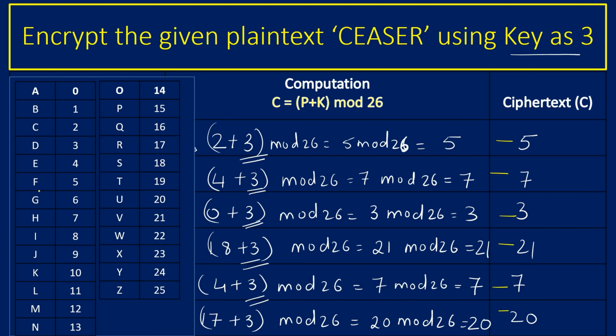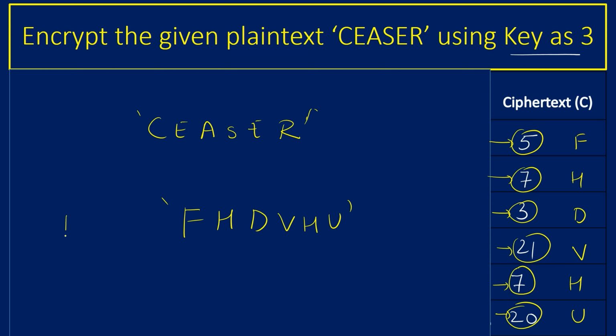So these are the final ciphertext letters that we got, and hence our plain text which was given as Caesar has now been converted into the ciphertext as FHDVHU. So this is my final answer of encrypting the word Caesar. Let us now check out the example of decrypting this particular word and recovering the plain text back.